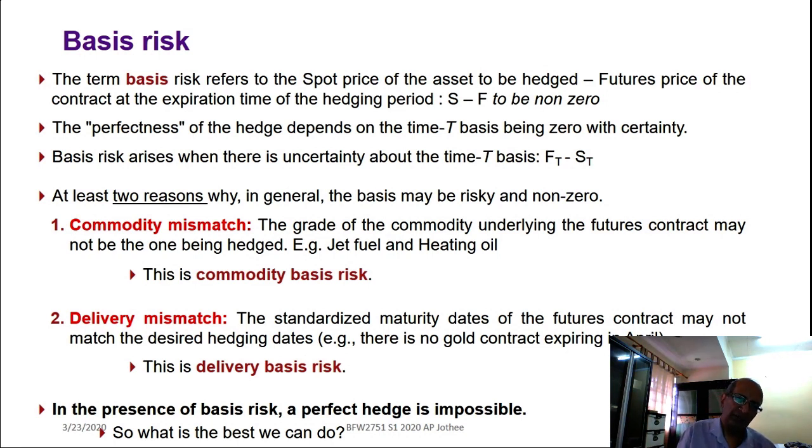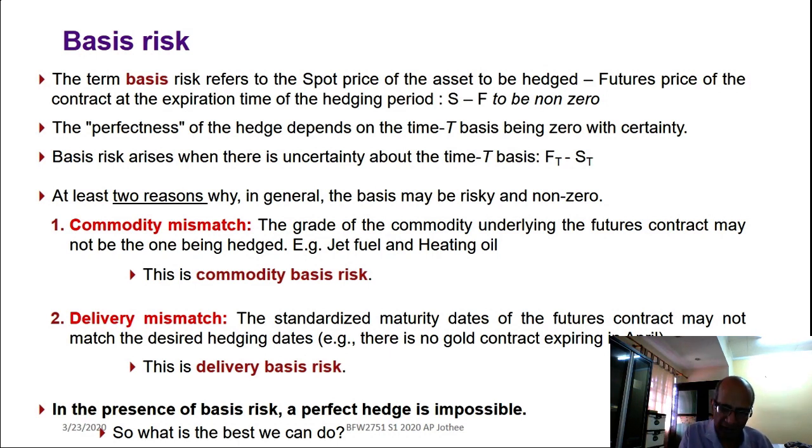For example, let's say we're going to hedge gold. Assuming that there are no futures contracts for gold expiring at the certain period of time which I want, so I use silver futures. Using silver futures for hedging gold price. See, silver futures here, gold price. They are two different things.